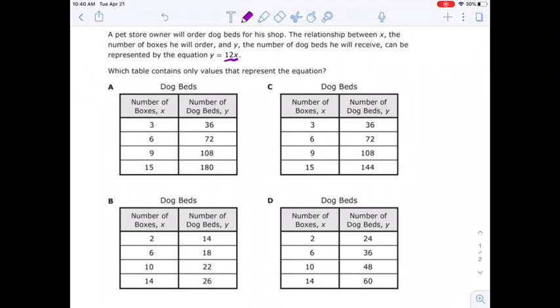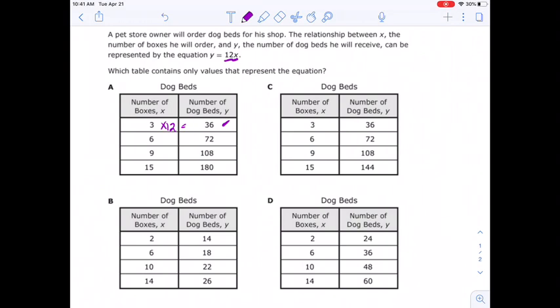So let's see which table contains only values that represent the equation y equals 12x. Let's look at our choice A. I'm thinking about the number of boxes. Each one of those boxes has 12 beds in it. So is 3 times 12 equal to 36? Yes, it is. I know some of my fifth graders stop right there and say, oh, A's the answer, I've got it right. But we need to check farther than that because there's no reason to think that only the first line will prove our answer is correct.